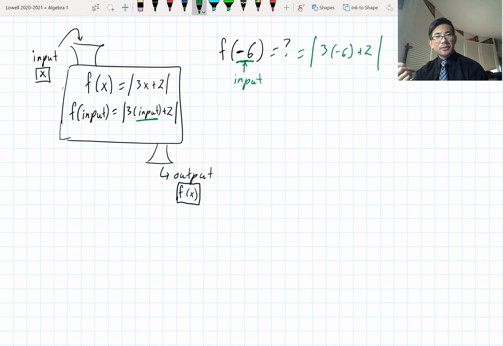So remember, absolute value is a type of grouping, a type of parentheses, if you will. And so we'll do everything inside there first. So 3 times -6 is going to be -18. Then we're going to add 2 to that, so that's -18 going forward 2, that'd be at -16. And the absolute value of that is positive 16.